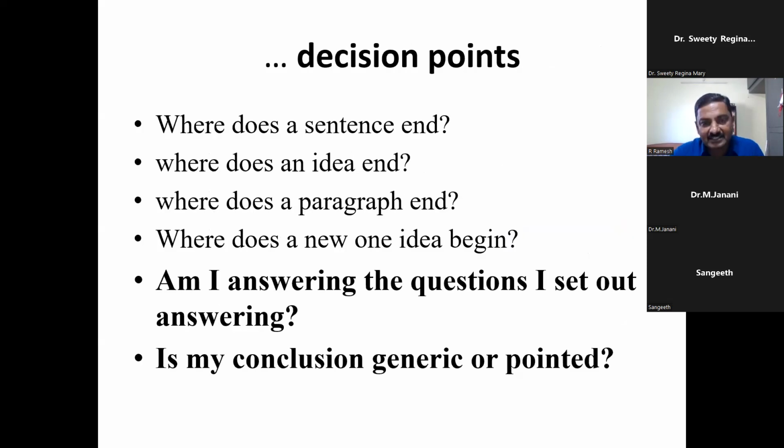Where does my sentence end? Where does an idea end? Where does a paragraph end? Where does a new idea begin? So when it comes to research, it is not just about methodology and tools like regression, correlation. It is not just them. This is what I mean by tool: where does a sentence end, where does an idea end, where does a paragraph end, where does a new idea begin?